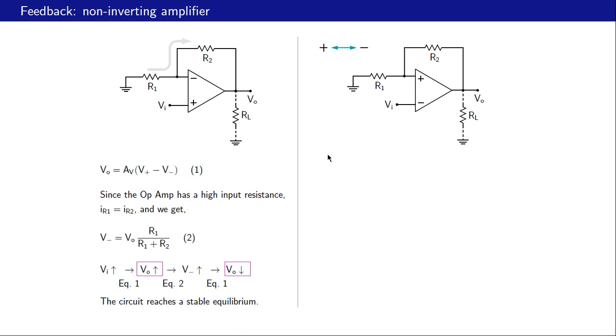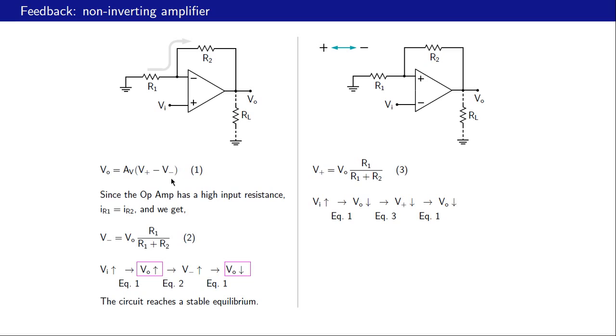Let us now see what happens if we interchange the non-inverting and inverting terminals, giving us this circuit here. In this case, V plus is given by voltage division. That gives us this equation 3. Let us now imagine that Vi has increased. What is Vi in this case? Vi is the same as V minus.